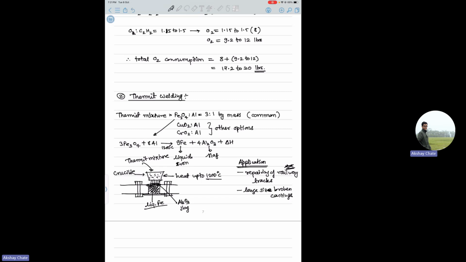Then there is something called atomic hydrogen welding, etc. But that is an outdated technique. Hydrogen is not a good idea also. First of all, handling is difficult, and if it gets into the interstitial voids, that results in hydrogen porosity, etc. So nowadays atomic hydrogen welding is outdated, not used. So leave it. Then resistance welding is there.